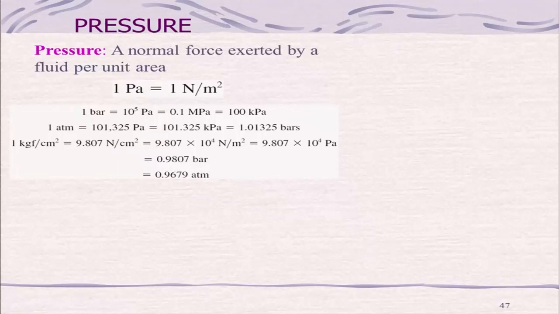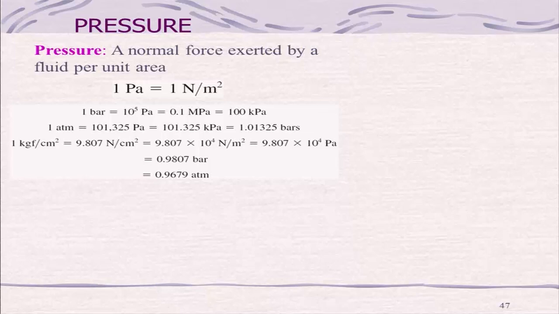101325 Pascal, right. That means 1 Pascal will be 1 divided by this, which is very, very small. And of course, some people call it a bar. 1 bar is equal to 10 to the power 5 Pascal, and 10 to the power 5 is a big number, therefore, people use either 0.1 megapascal or 100 kilopascal.